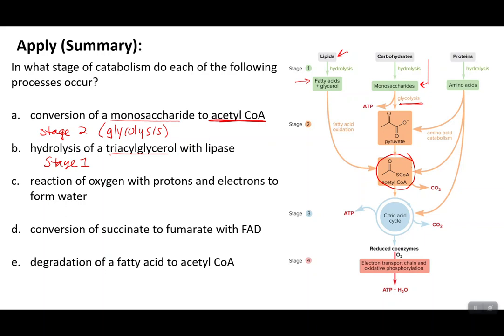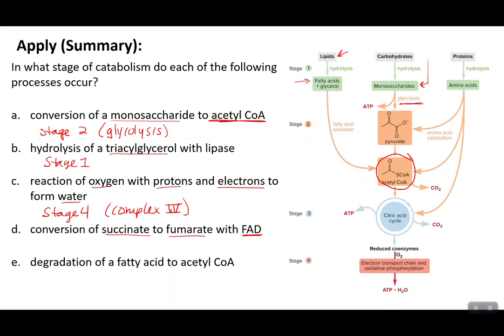Next, reaction of oxygen with protons and electrons to form water. Well, this is exactly the reaction that we talked about in stage 4 in the electron transport chain, specifically looking at complex 4. So this is the aerobic part of respiration here, right? This is what it means to be aerobic, is that this oxygen is necessary in order for that reaction of complex 4 to happen.